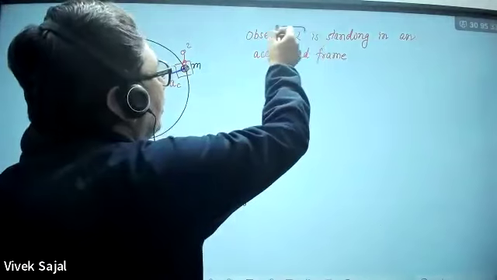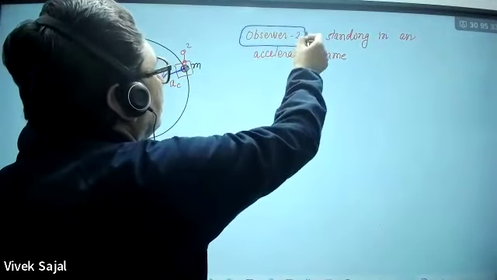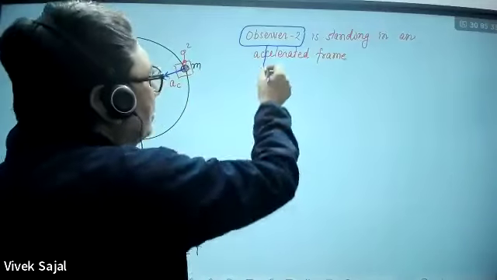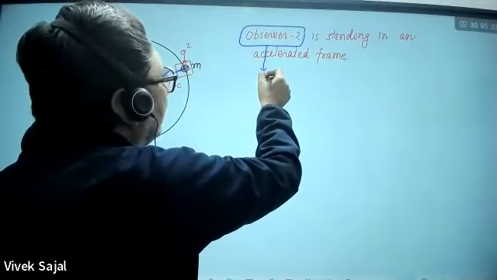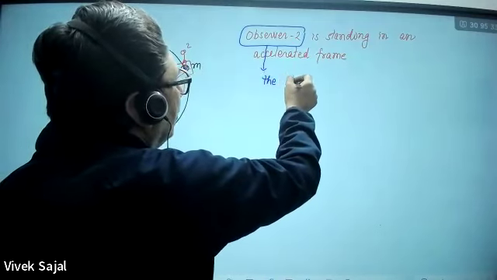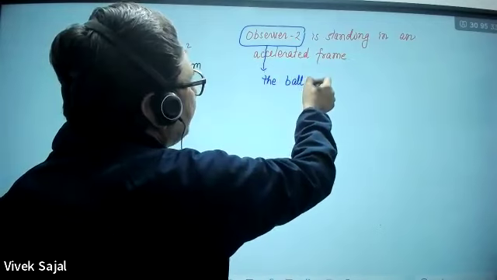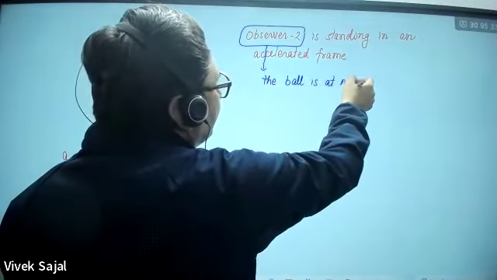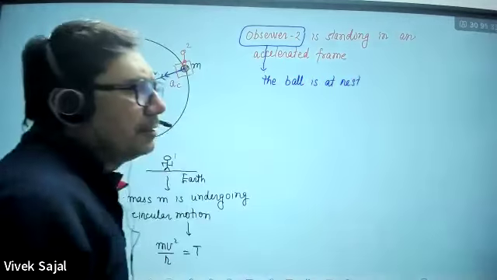Now, what will be the observation of the second observer? What is he going to say about the motion of this ball? Because he is standing on the ball, this observer will say that the ball is at rest. What will be his observation? He will say the ball is at rest.